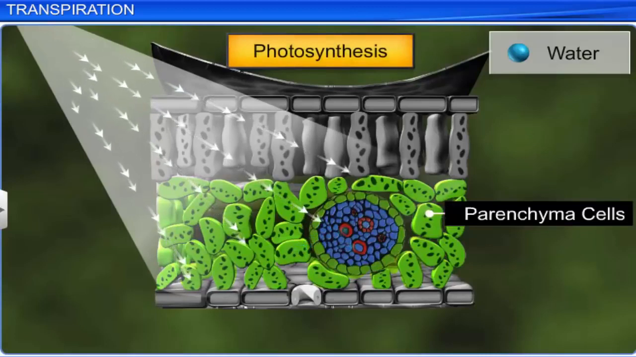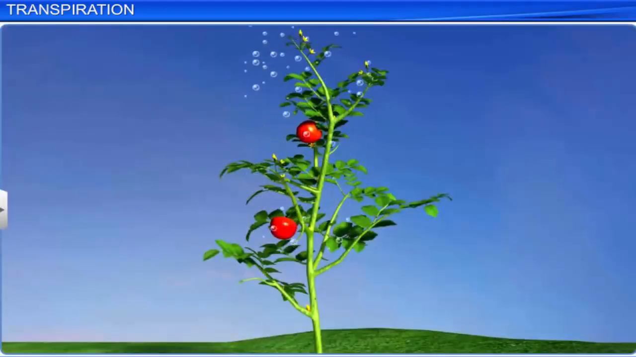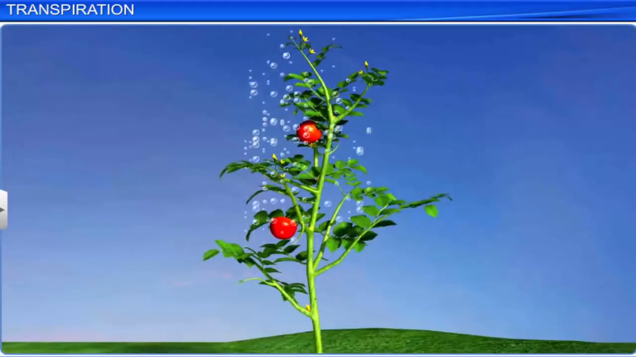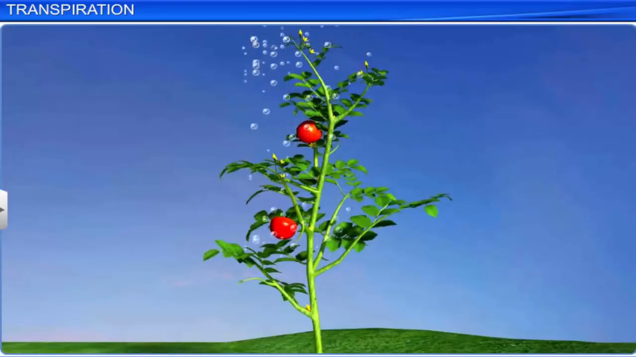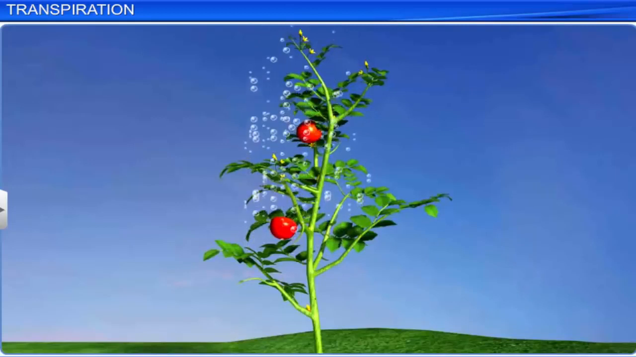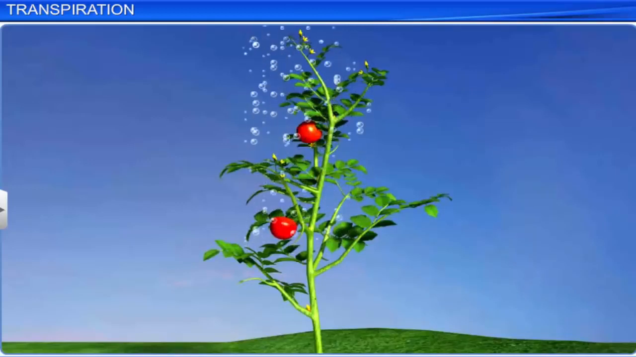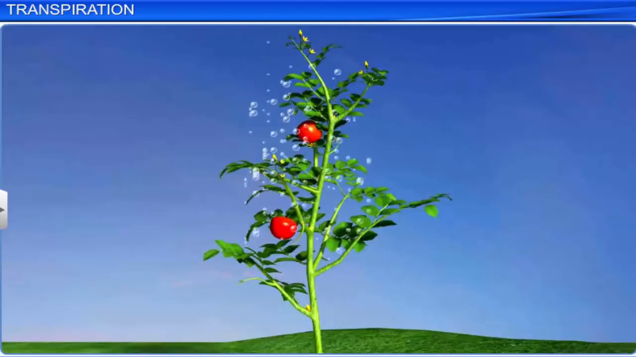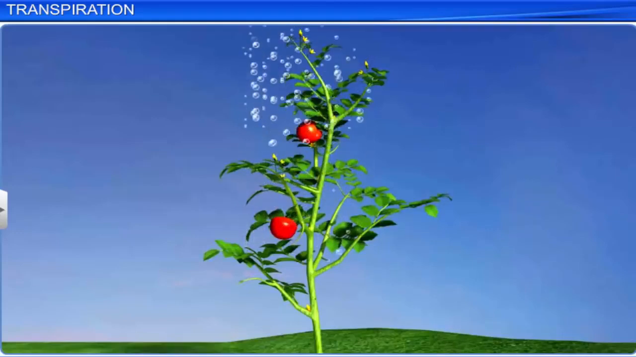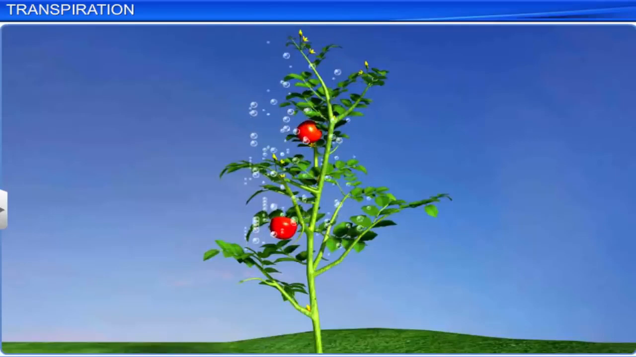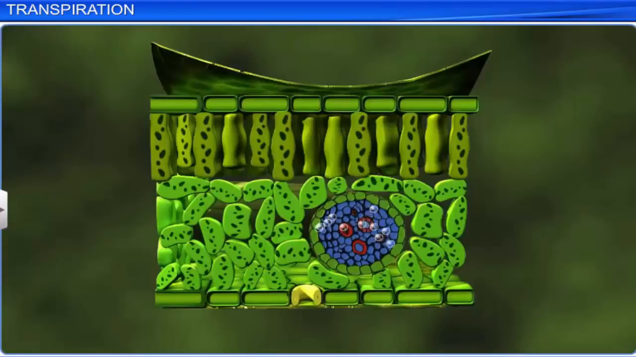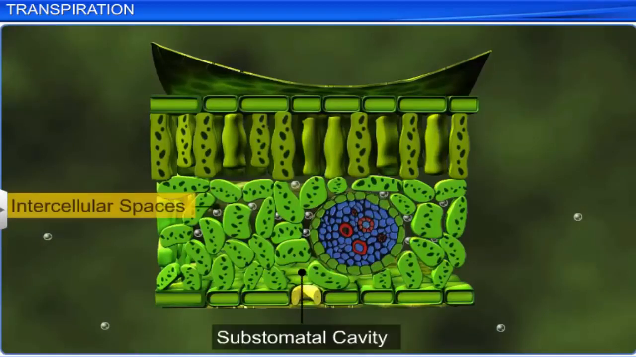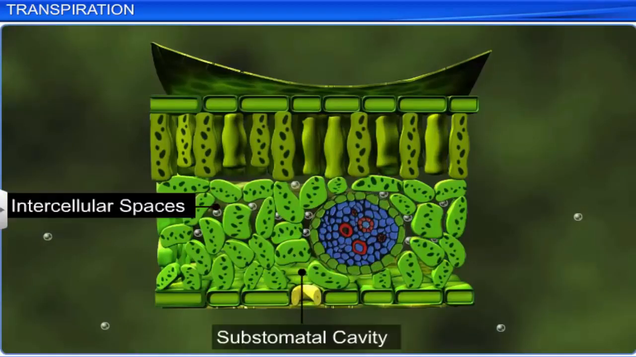While water evaporates through stomata during transpiration, a thin film of water appears over the cells, which pulls water molecule by molecule into the leaf from the xylem. This transport is helped by the water potential gradient. The concentration of water vapor in the atmosphere is lower than that in the substomatal cavity and intercellular spaces. Thus, water diffuses into the surrounding air, creating a pull.